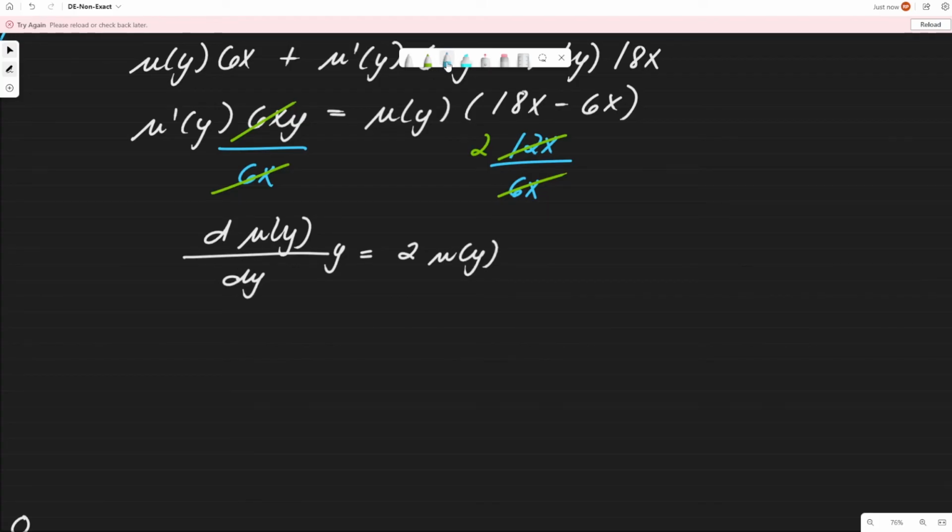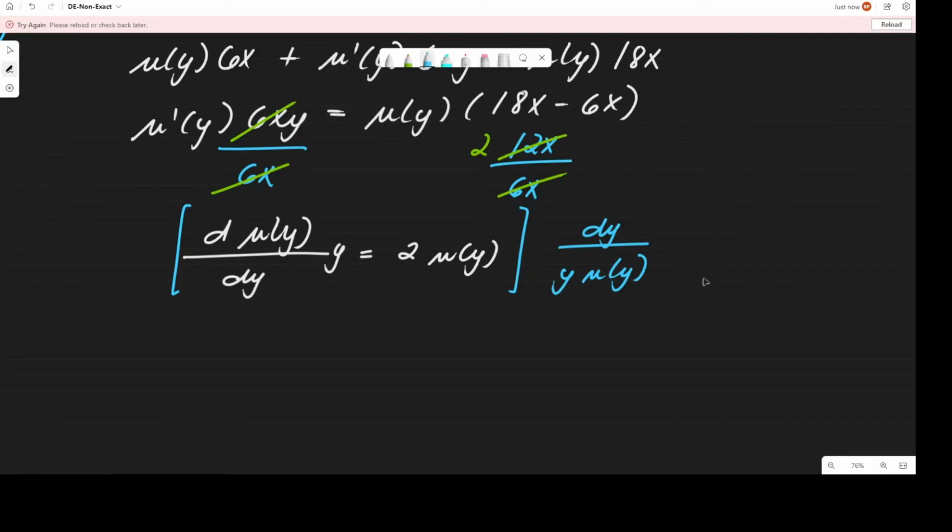Okay, so multiplying both sides, to make this equation a variable separable. So, we have dy over y mu of y.